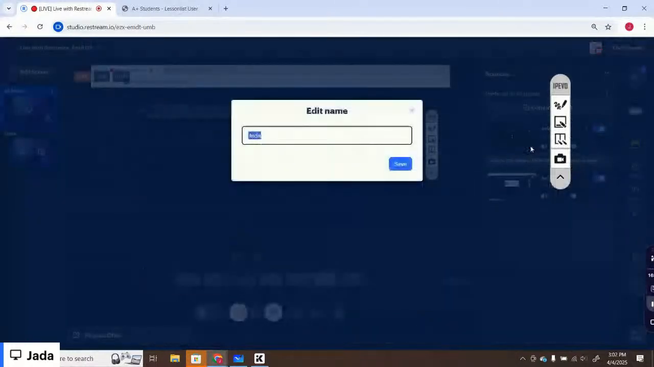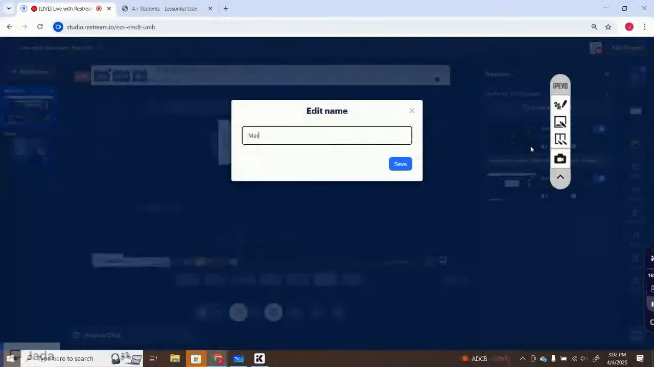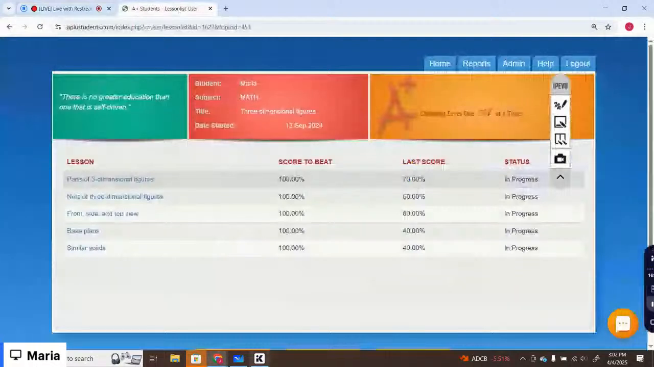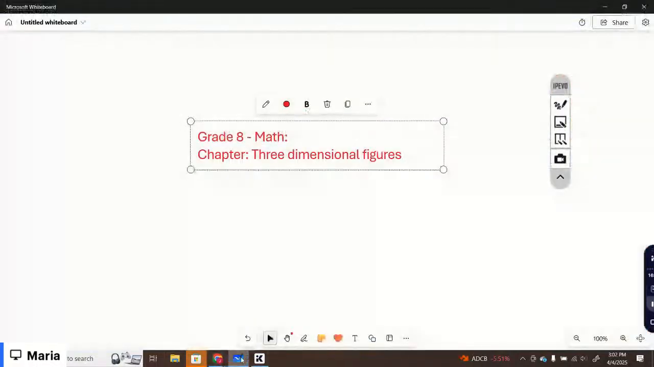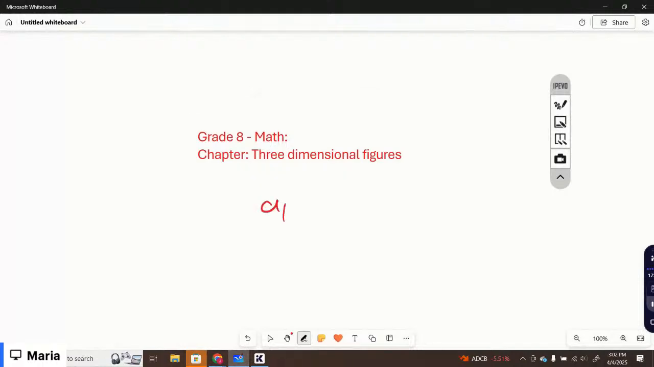We are here for grade 8 math. You can find all the lessons on aplusstudents.com. You have to log in there using your email as provided by the administrator.